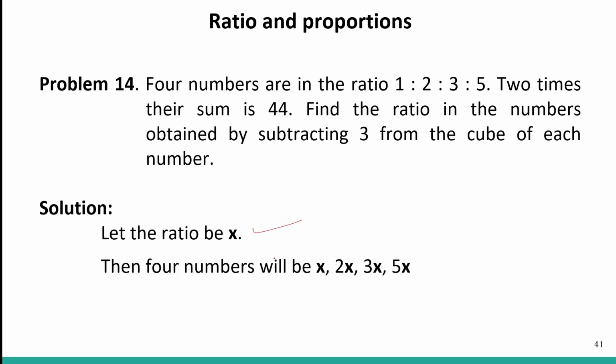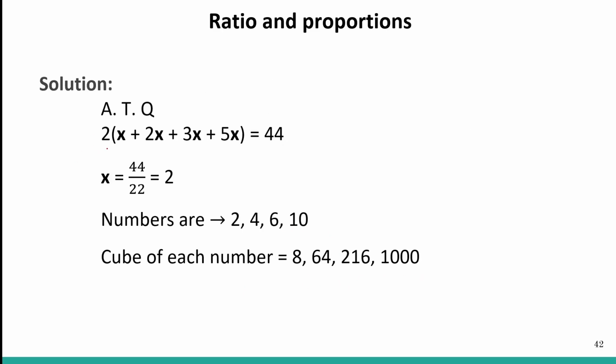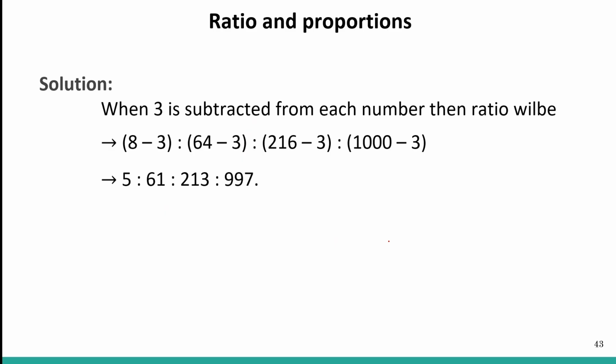So let the ratio be x. So the four numbers will be x, 2x, 3x and 5x, right? So according to the question, 2 into x plus 2x plus 3x plus 5x is equal to 44, given. So x is equal to what? 44 by 22 is equal to 2. So the numbers are 2, 4, 6, 10. So the cube of each number is equal to 8, 64, 216 and 1000. So when 3 is subtracted from each number, the ratio will be 8 minus 3, 64 minus 3, 216 minus 3, 1000 minus 3, right? So 5 is to 61 and 213 is to 997.